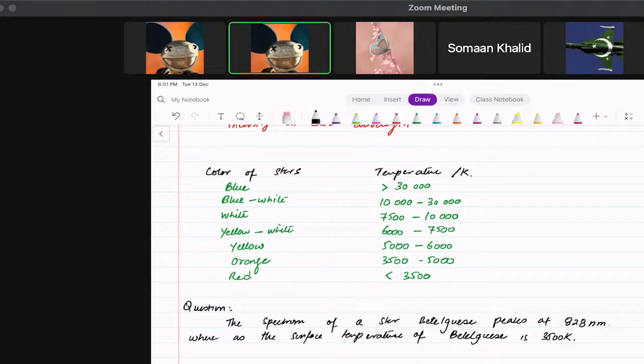Now it says that another star, Rigel, in the constellation of Orion, peaks at 263 nanometers. Determine the surface temperature of Rigel. Alright, quickly do this, please.